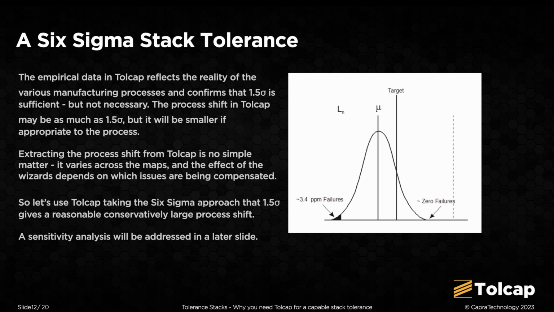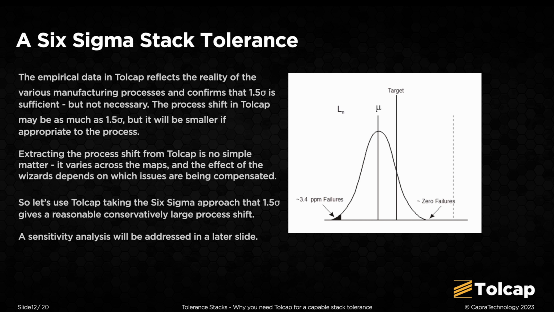The empirical data in TOLCAP reflects the reality of the various manufacturing processes. It confirms that 1.5 sigma is sufficient for the process shift, but not always necessary. The process shift in TOLCAP may be as much as 1.5 sigma, but it will be smaller if that's appropriate to the process. Now, extracting the process shift from the TOLCAP tolerance is no simple matter. It varies across the maps and the effects of the wizards.